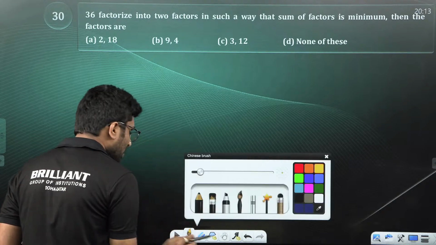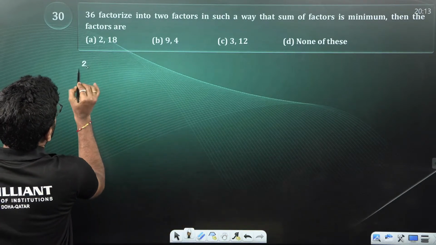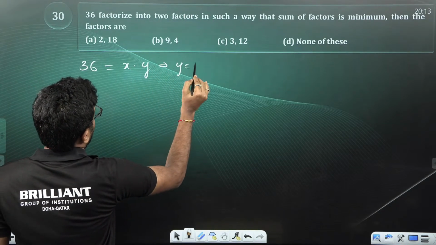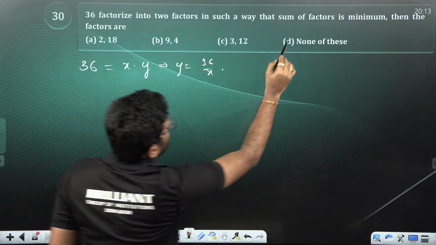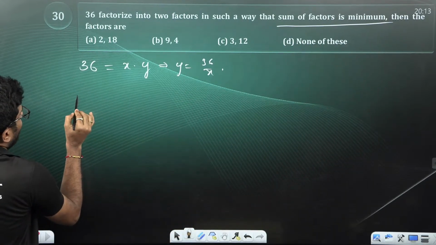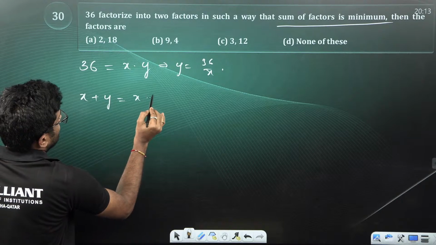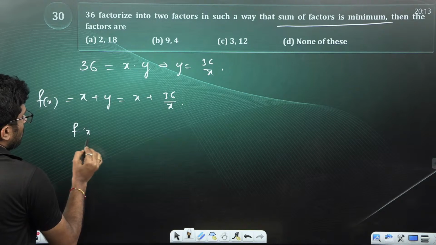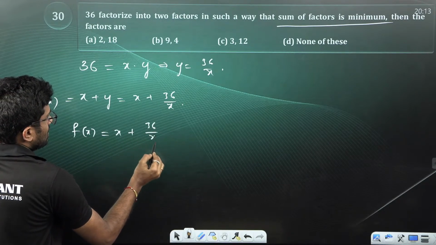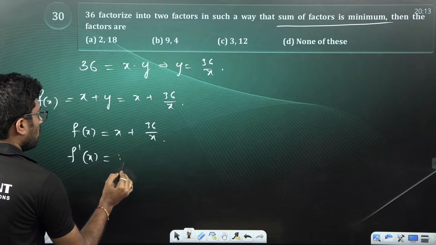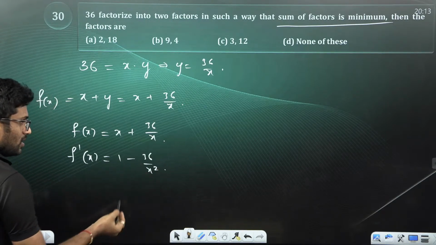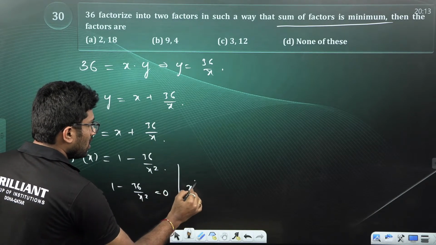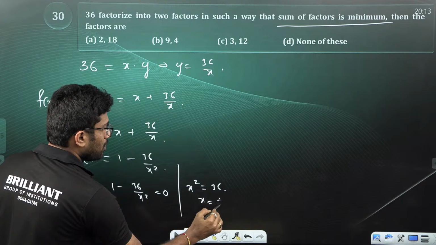Okay, I'll tell you. See, guys, 36 we are factorizing into x into y, so we get y equals 36 by x. Now what they said is that the sum of the factors is minimum. That means x plus y, which equals x plus 36 by x. Let us take this as f of x. Now f of x equals x plus 36 by x. So f dash x equals 1 minus 36 by x square. Equate it to 0. So 1 minus 36 by x square equals 0. Therefore x square equals 36, x equals plus or minus 6.